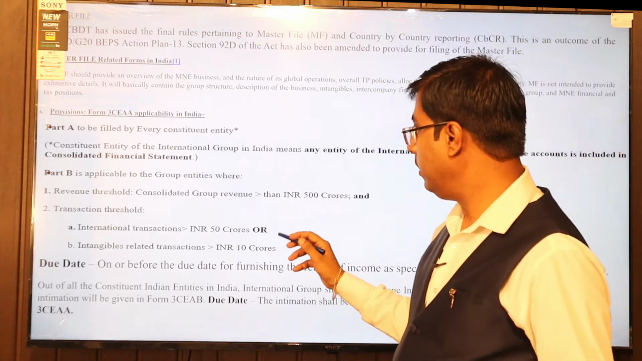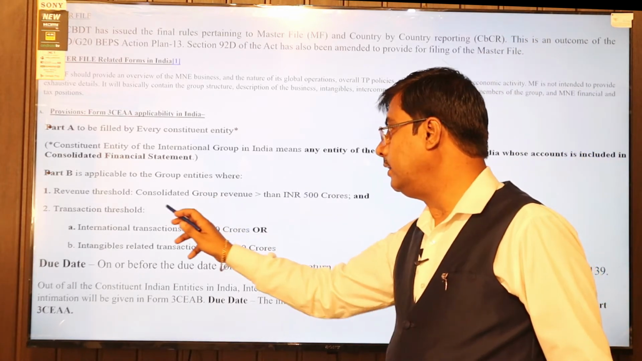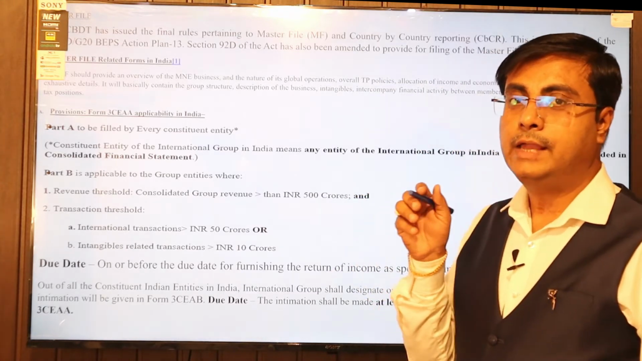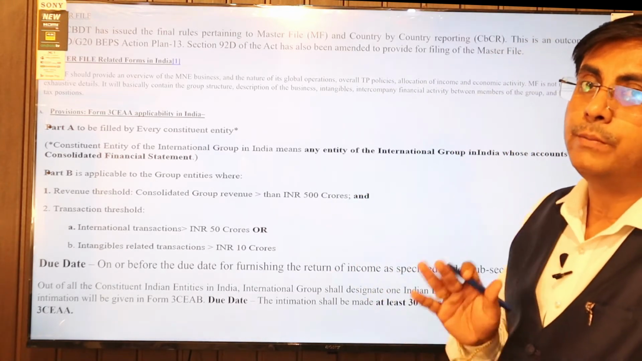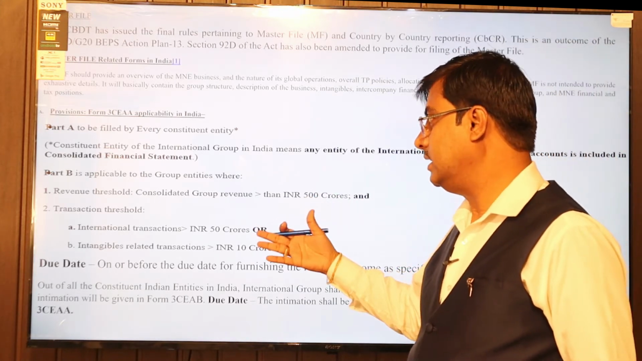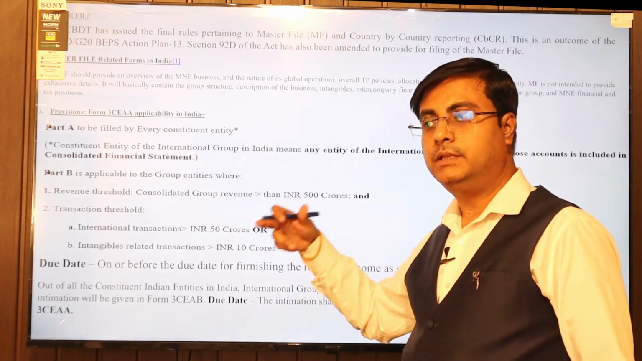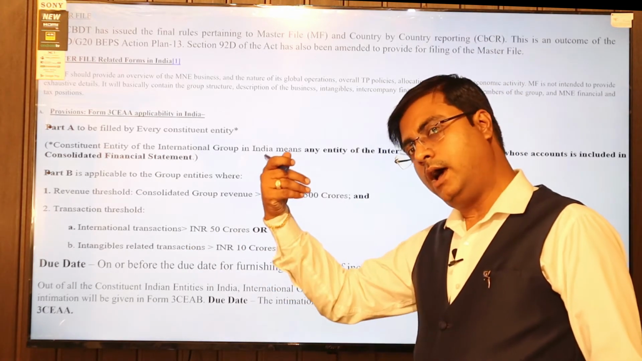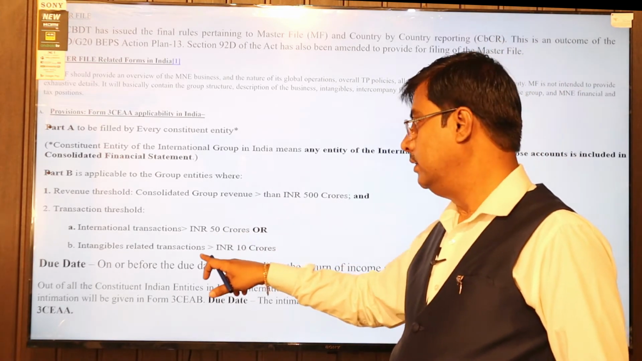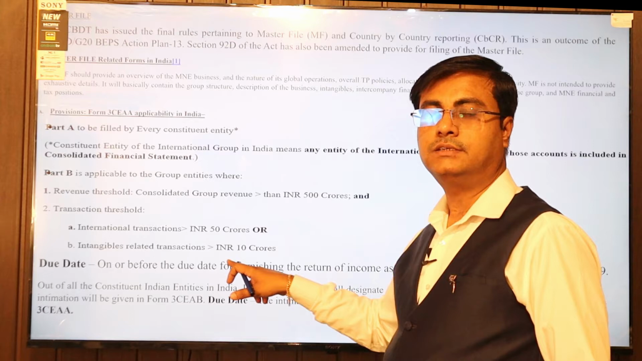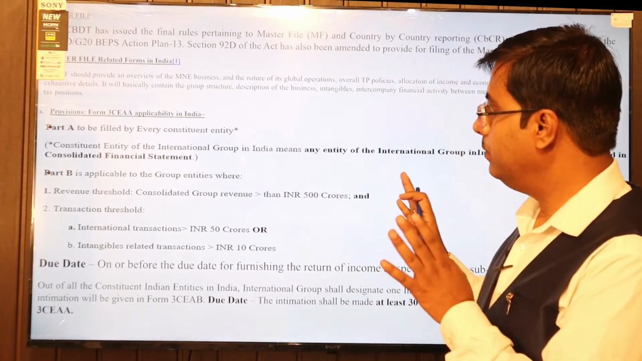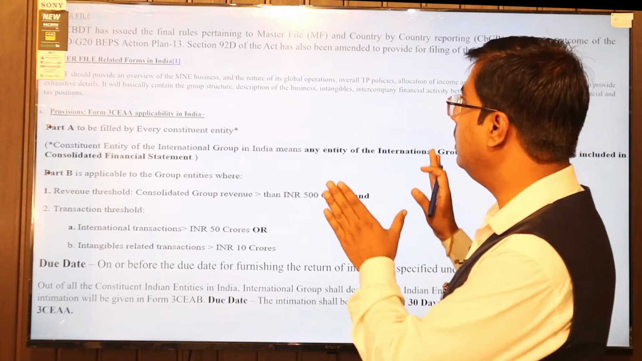So if your consolidated group revenue is more than 500 crore, yes, we have to see your consolidated group revenue, and your international transaction with the AE is more than 50 crore, or the intangible-related transaction is more than 10 crore, suppose we are paying royalty of more than 10 crore, then you are covered and must maintain the master file.